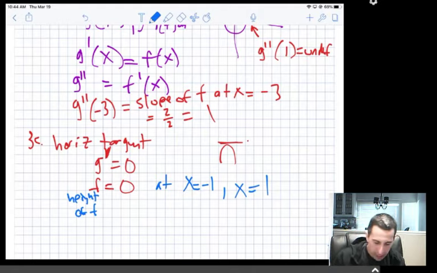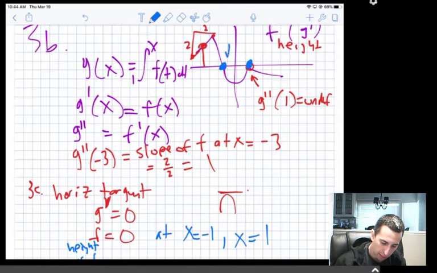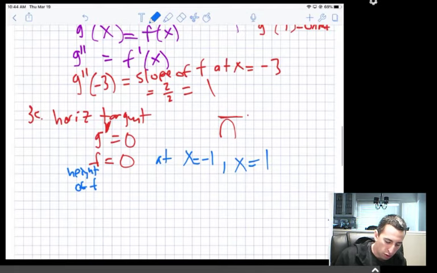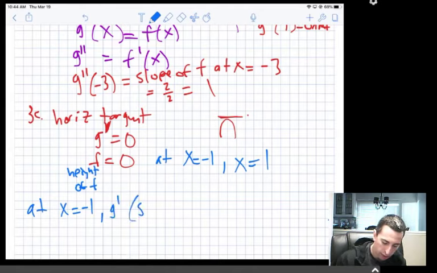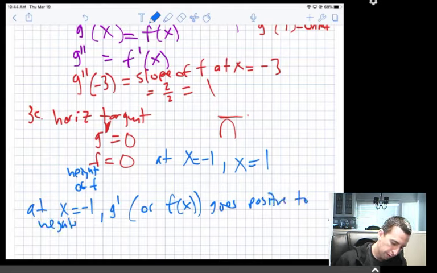On our graph at -1, my derivative is above the graph and then below the graph. So make sure you're writing this up carefully and talk about which function. At x equals -1, my g prime, which again is f of x, goes from a positive to a negative. So if my function goes from positive to negative, that means it's a local max.